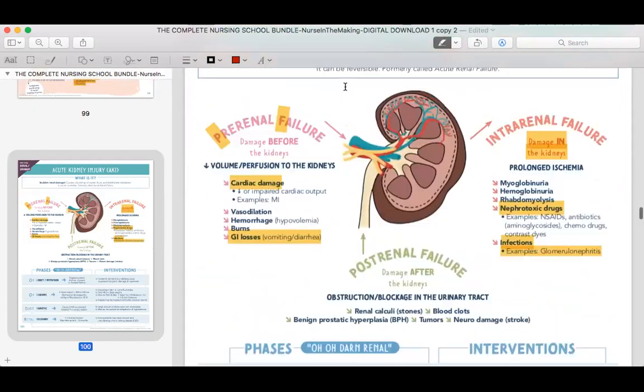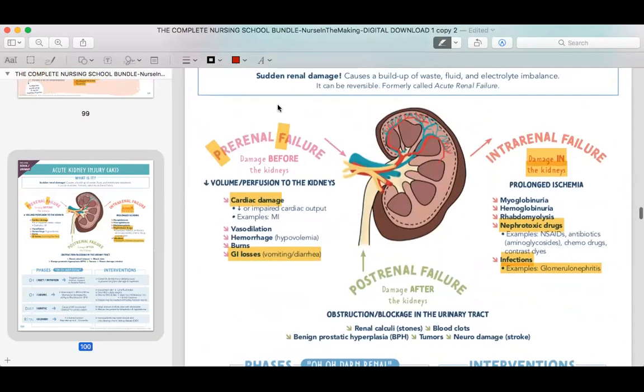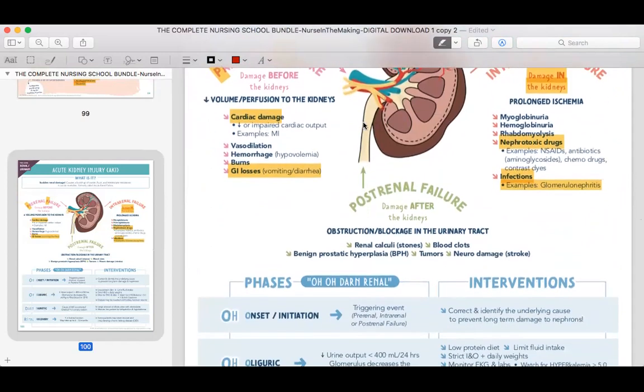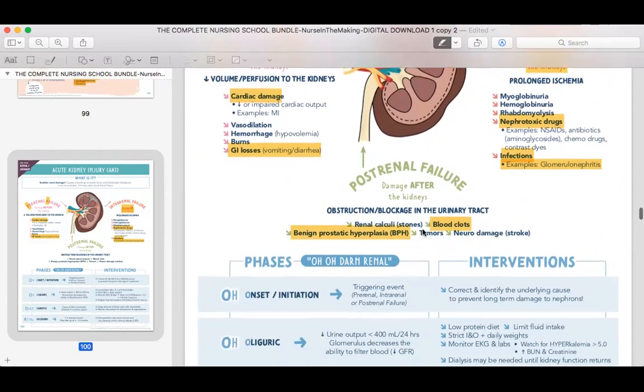Post-renal is after the blood goes from the heart, goes in the kidneys and out, down to the ureter, these little tubes. So we can have renal calculi, your stones when you're dehydrated, BPH, especially for older patients, blood clots that get stuck in there, maybe tumors. But the main ones you want to know are these three.